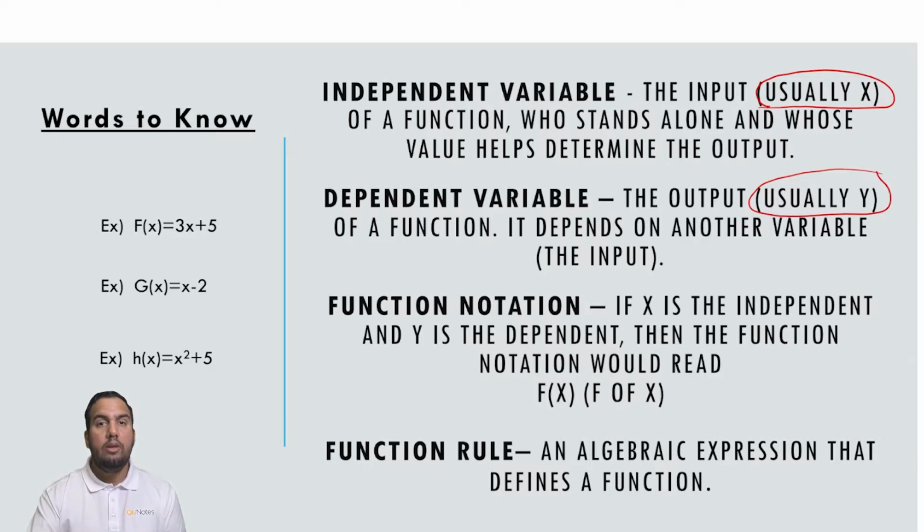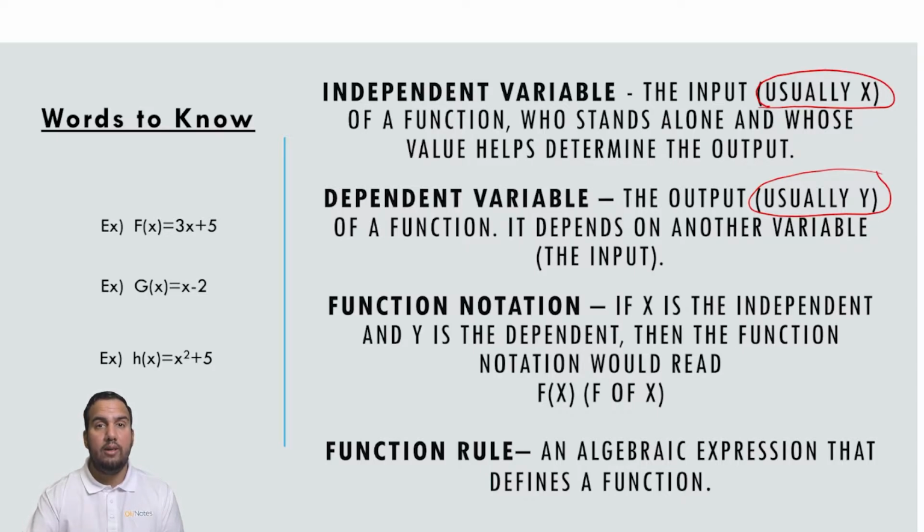Now, remember the word independent. Independent means that it stands alone. You only have to focus on itself. It does not depend on anybody else. So independent is usually going to be the values that you plug into an equation. That's the X. The values that you get out of it are usually going to be your Y, which is your dependent.